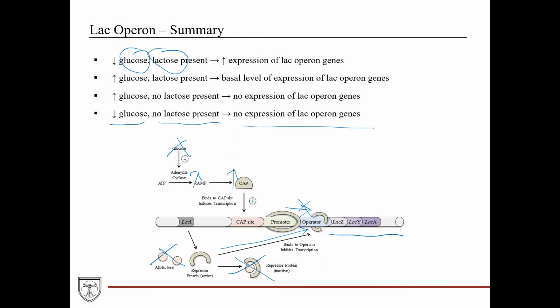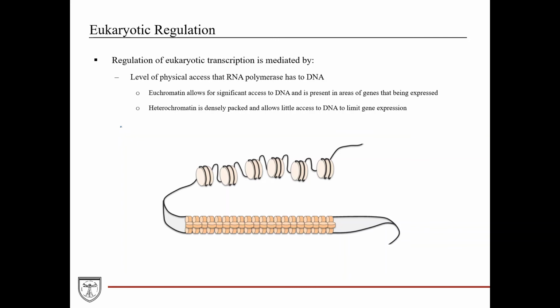Is it none? Is there somewhat of it? Is it fully up? Is there no expression? Is there kind of a middle level of expression, or is it fully expressed? And these really aren't that hard. You just got to kind of draw this out or think it out yourself a few times and you'll have it down. All right, so over the next few slides, we're going to talk about regulation of eukaryotic transcription.